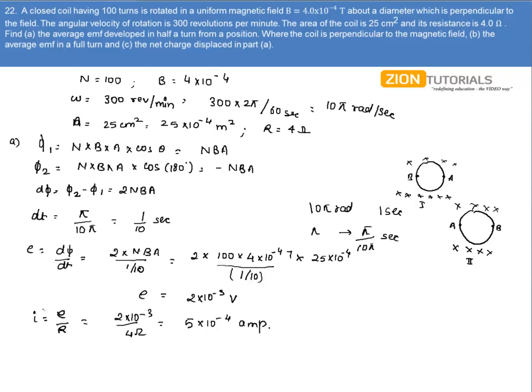Next part, calculate the net charge. So Q is given by I dt. We have the current 5 into 10 to the power minus 4, and dt, that is the time, given by 1 by 10 seconds. So the charge flown is given by 5 into 10 to the power minus 5 coulombs. That is the answer.